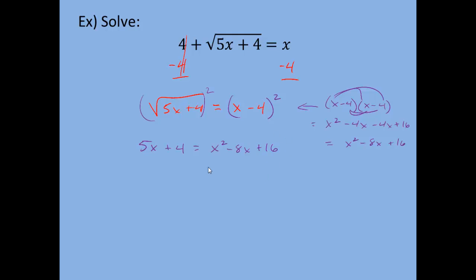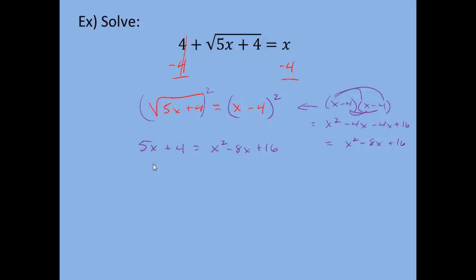Now notice to solve this, I have a quadratic. When I say I have a quadratic term, I have something to the second power. If I have a value of x to the second power, it really means you want to solve this as you would solve any other quadratic equation. It means you want to get all the variables and numbers on one side and 0 on the other.